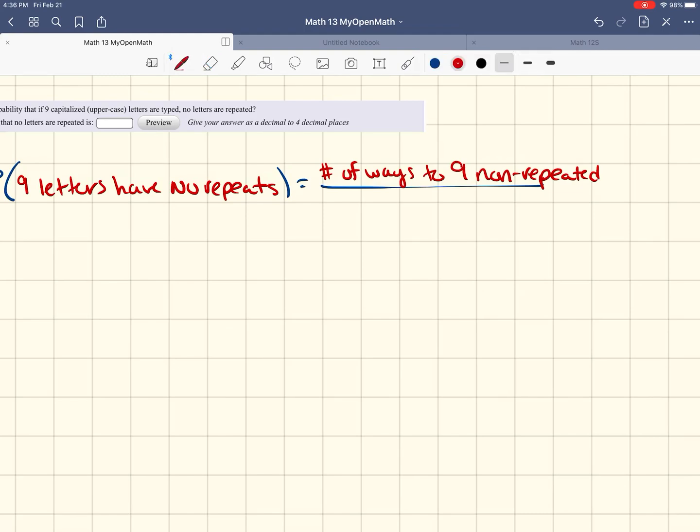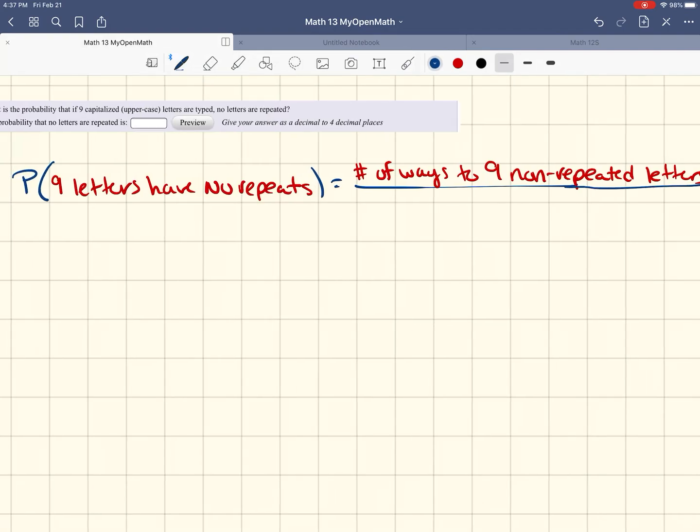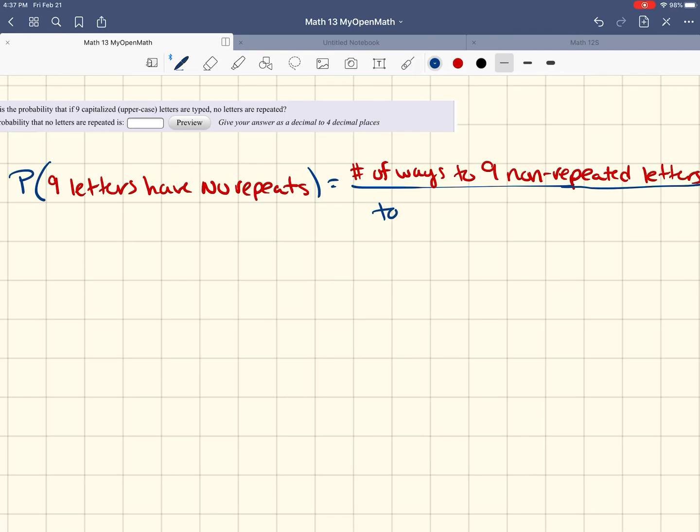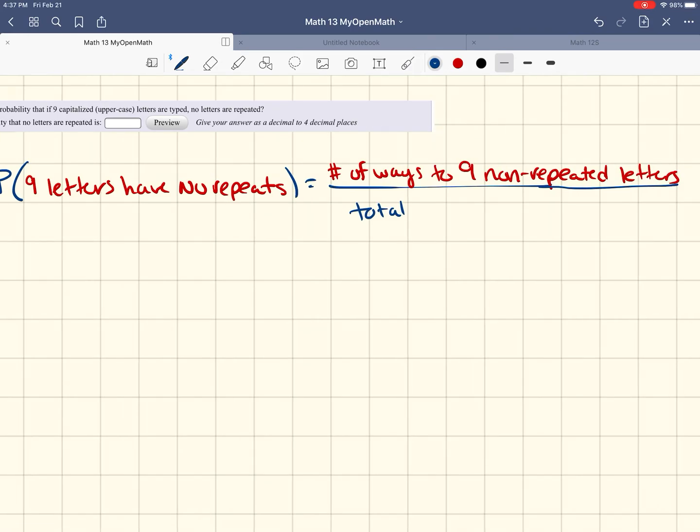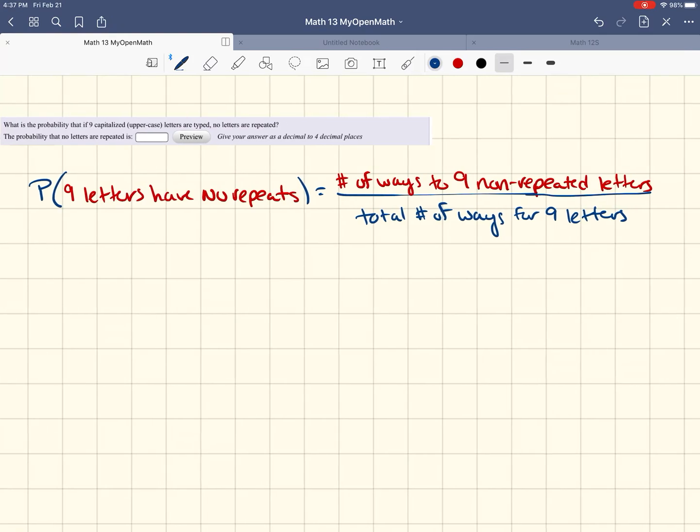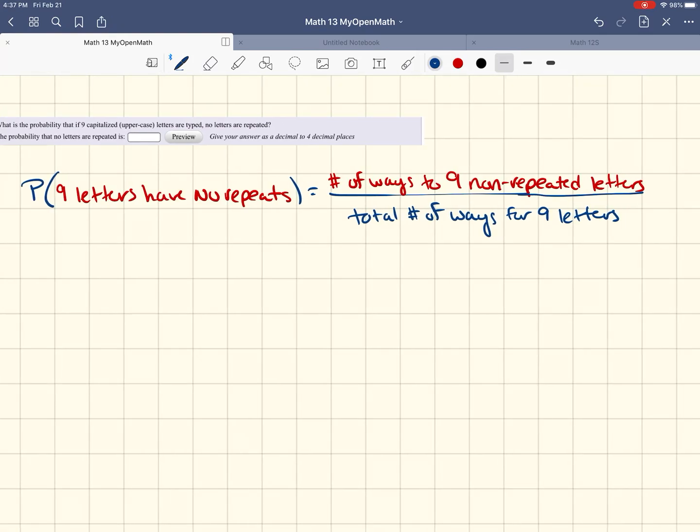Let's clean that up just a little bit. Letters. And let's make our fraction bar a little bigger. Divided by the total number of ways to have just 9 letters in the alphabet. Okay, let me make this a little smaller so we can see this.